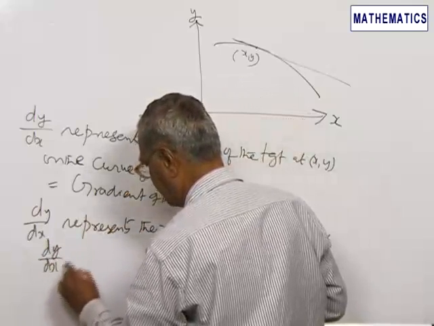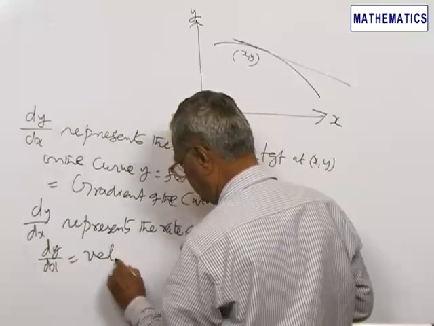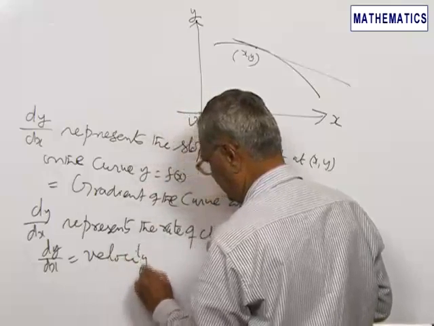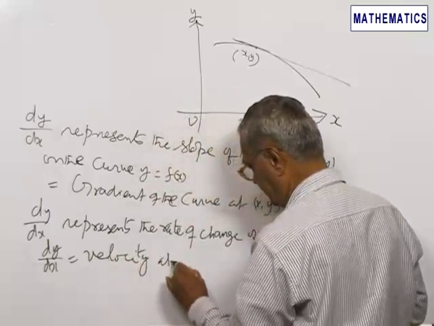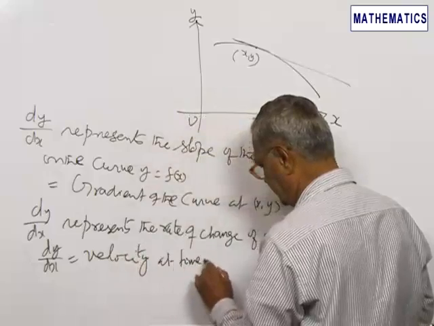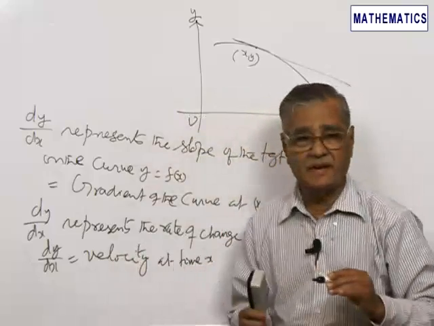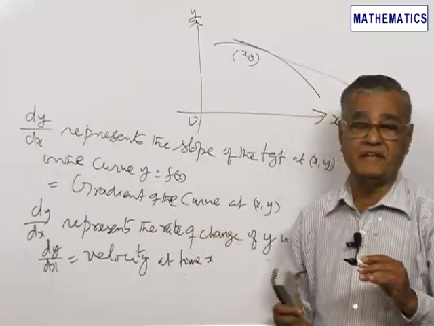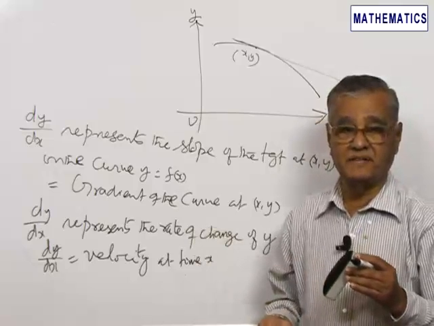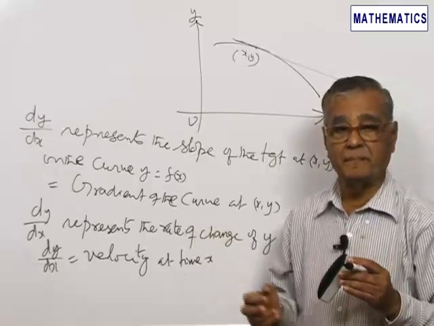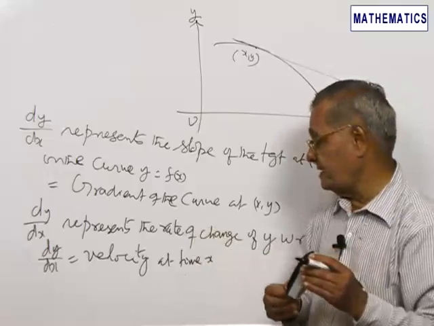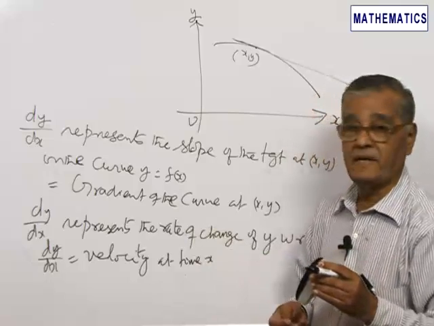dy by dx is equal to velocity at time x. Sometimes we write dx by dt, where x is the distance traveled and t is the time. dx by dt represents the velocity at time t.